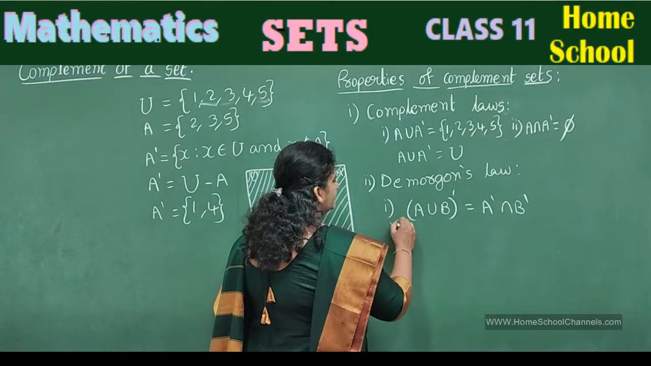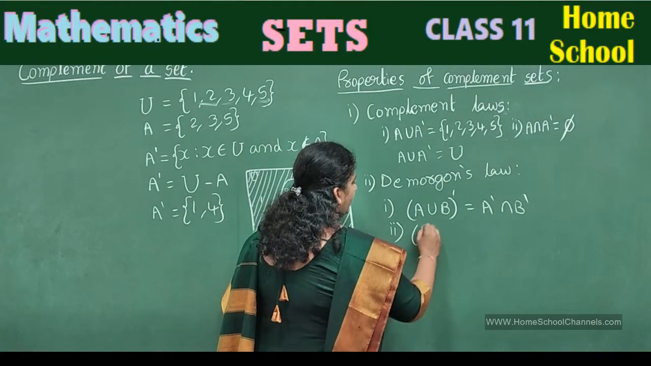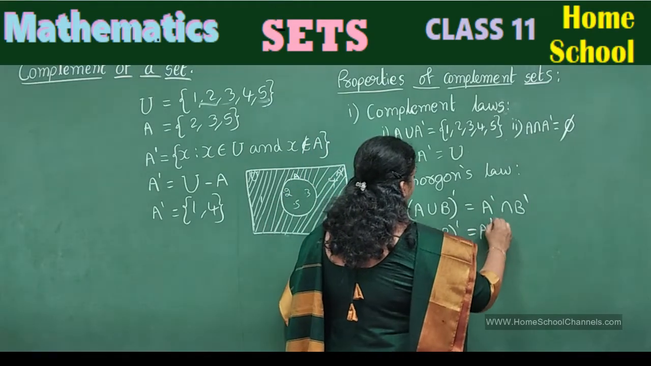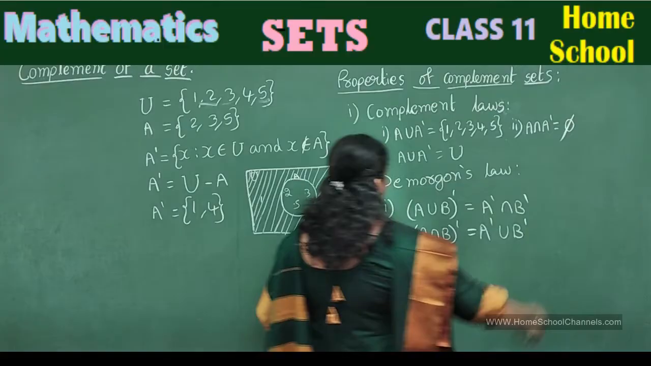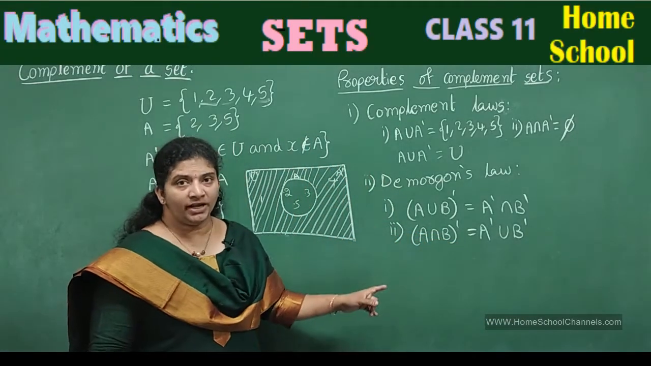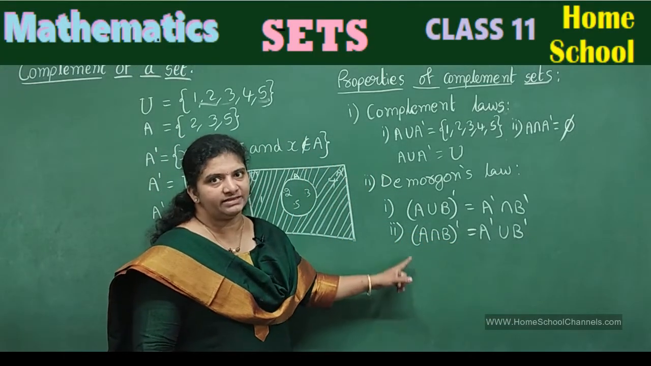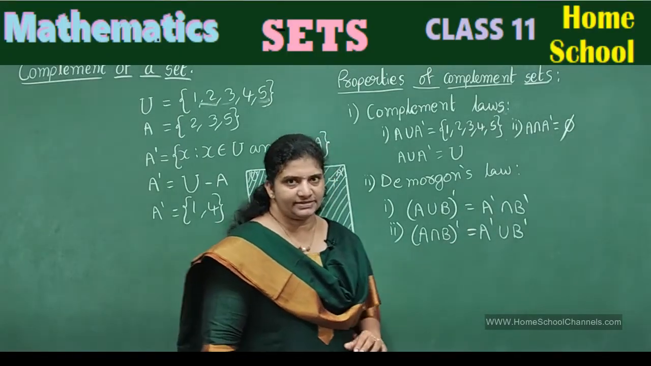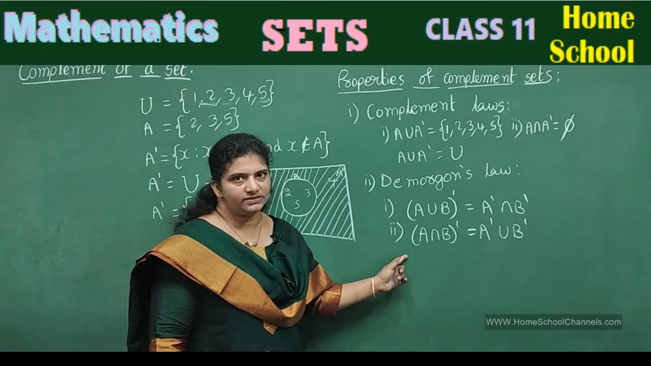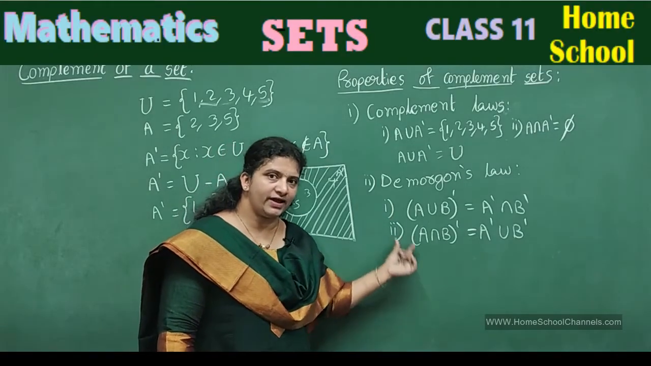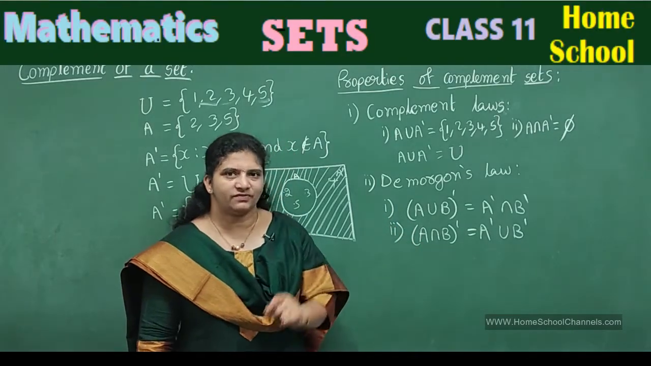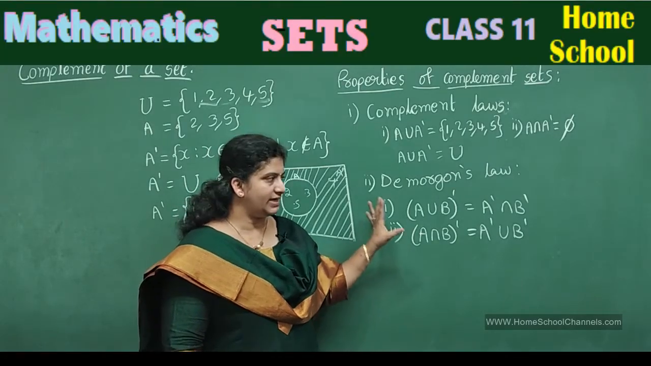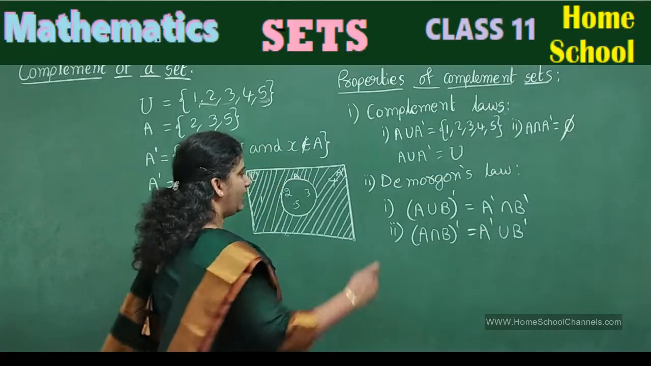Similarly, the second law is A intersection B whole complement is equal to A complement union B complement. Complement of intersection of two sets is equal to union of their complements. These are two laws. Anyhow, we are going to verify these laws in exercise 1.5. At that time, we are going to understand clearly. Right?